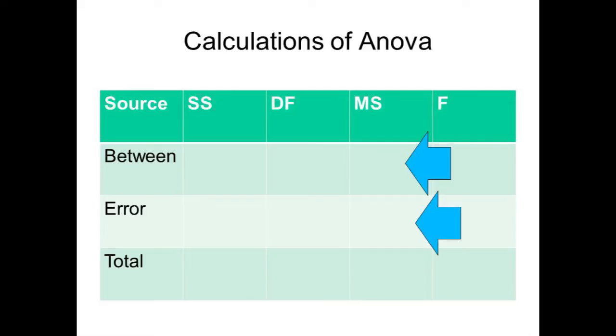Now to get this MS column, it's actually pretty simple. We're going to take the sums of squares in each row and divide it by the degrees of freedom in each row. So we take the sums of squares between and divide it by the degrees of freedom between to get the mean squared between.